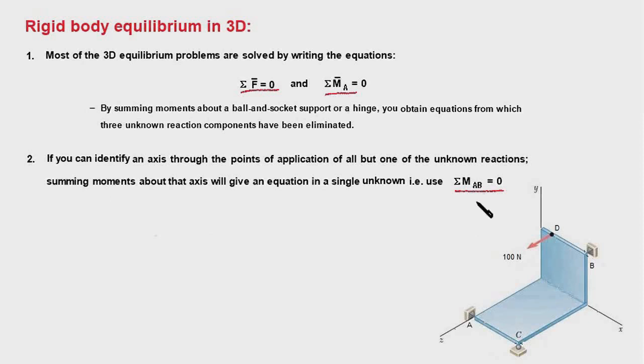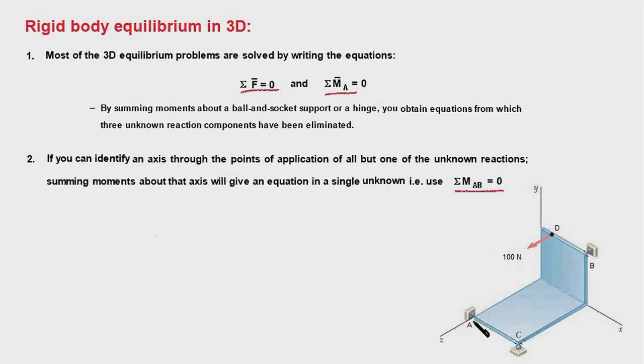To clarify the point, let's take a look at this figure. What you see here in this diagram is an L-shaped plate which is acted upon by a force of 100 newtons at point D and is supported by ball and socket joints at corners A and B and just a ball on a horizontal surface at C. And we are interested in finding out the reaction at point C. Since this support is just a ball which prevents motion in vertical direction, the reaction here will be just a single force component in vertical direction.